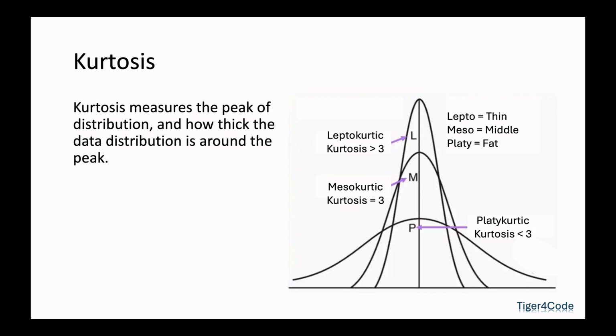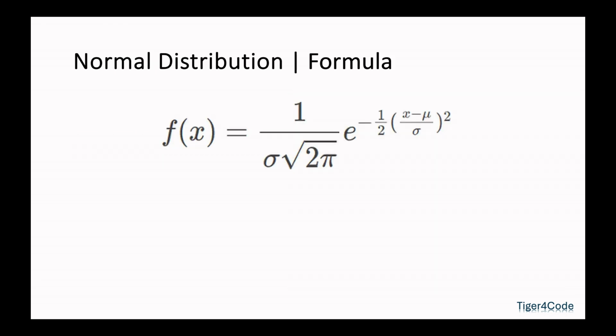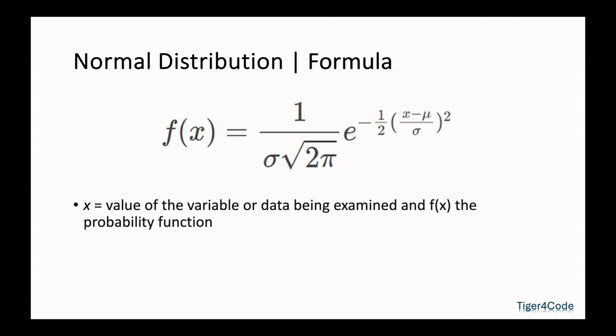The formula of a normal distribution is as follows, where x is the value of the variable or data point being examined, mu is the mean, sigma is the standard deviation.